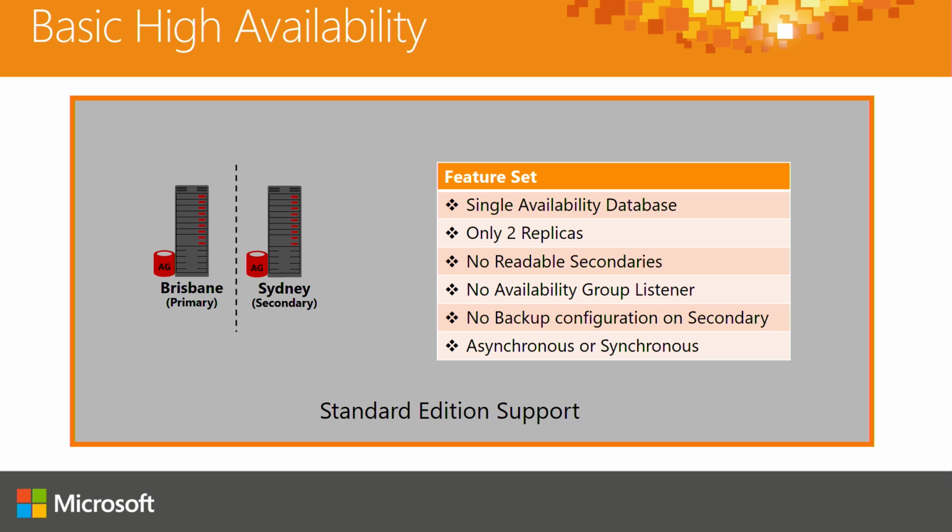It's giving you the same as database mirroring. As we can see up here, single availability database, only 2 replicas, no readable secondaries, no listener. We can't do backups on secondaries. But the benefit that it gives us over database mirroring, where we could only use synchronous replication, is that we can choose either synchronous or asynchronous for standard edition. That comes in handy, as I was saying earlier, if we were doing our no domain cluster and we're going to Azure, we can put in place our asynchronous replica up to Azure. In standard edition, we've got DR.